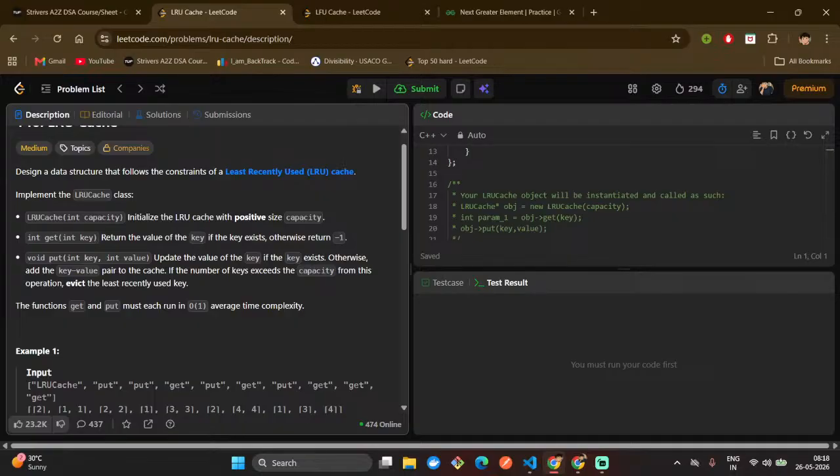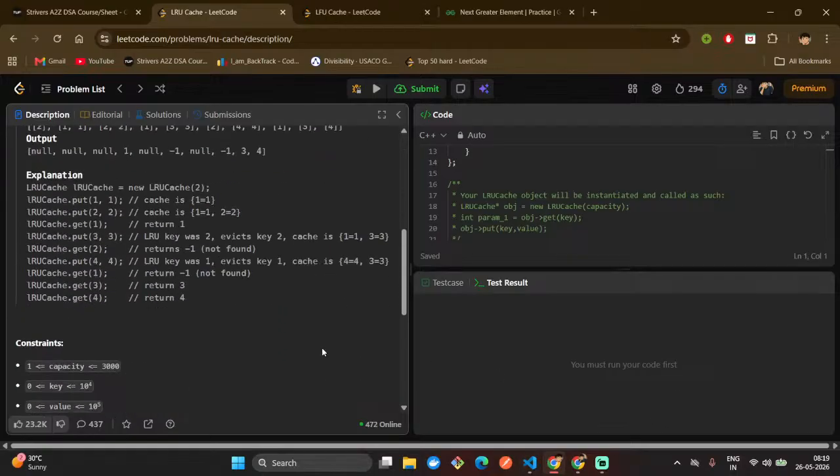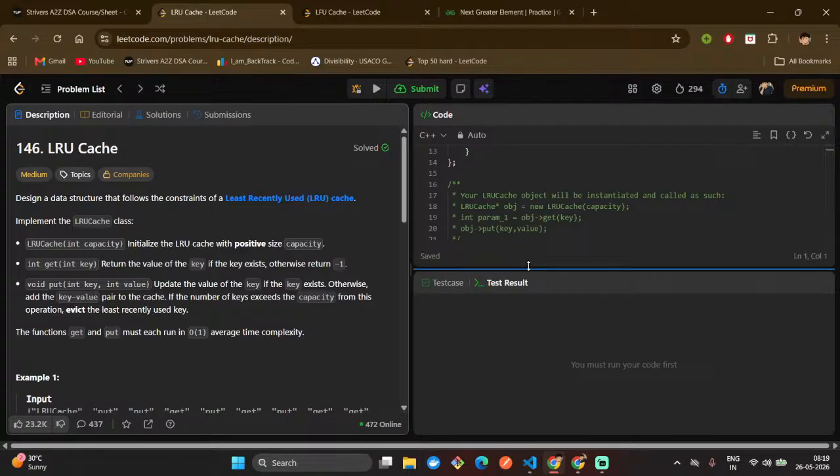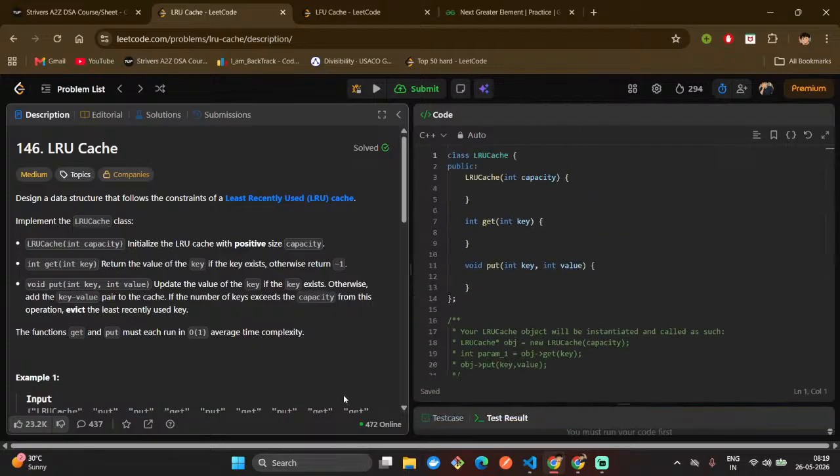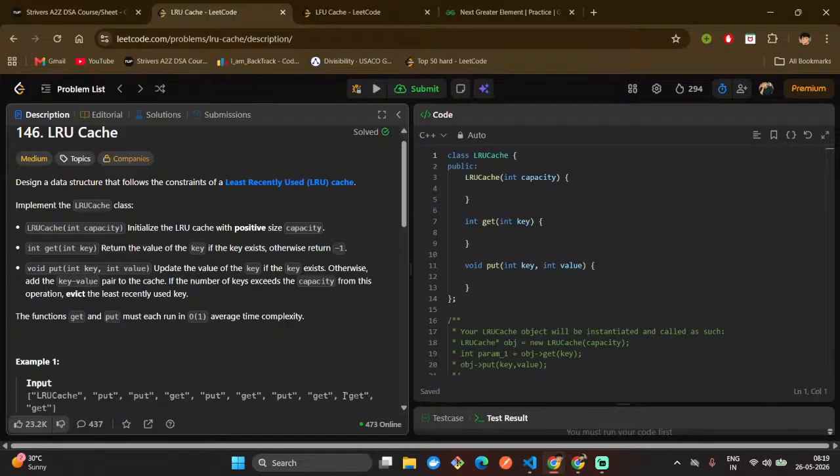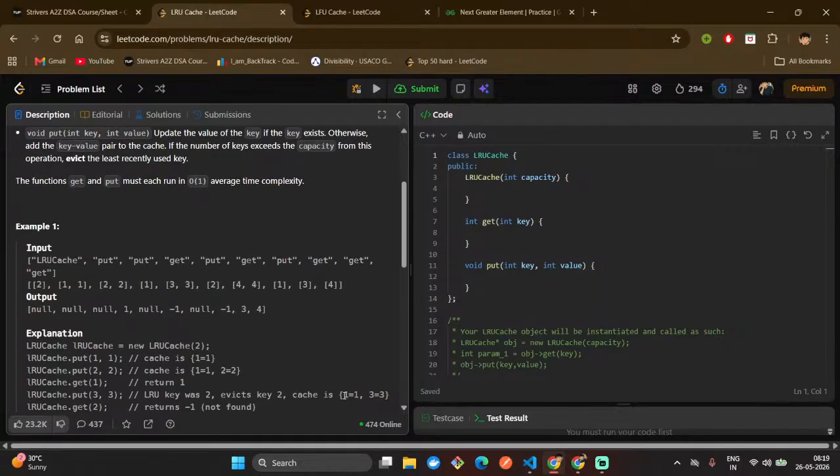The question says you have to design the data structure that follows the LRU, least recently used. So capacity you have to give a positive size. Return the value of the key if it exists, otherwise return zero. Put the key and value, update the value if it exists. If the number of keys exceeds the capacity, so we can use here this. I think this problem is created for a stack. I don't think, can I use here a map?